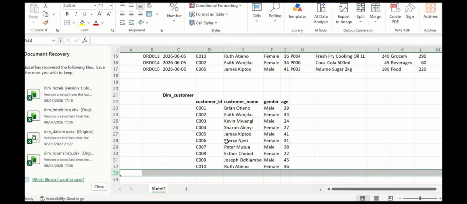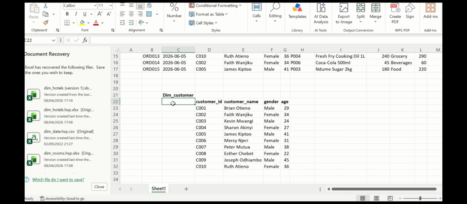In that, here we are going to come up with another column where we assign each customer a unique ID. So let's call this column customer key. Each customer will be represented by a unique customer key.